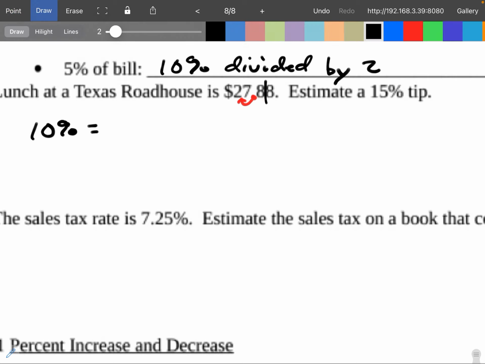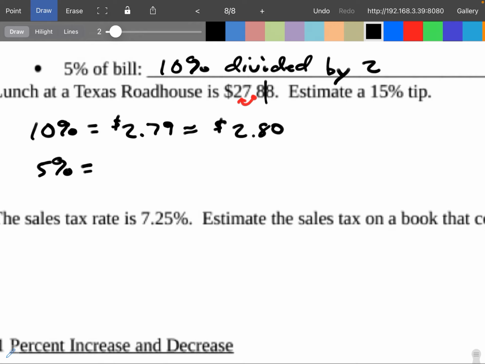So you guys tell me, what's it going to be? What's that? $2.79. Perfect, thank you. So it's $2.79. Well, just to make this easy, again, we're supposed to be doing mental math here. Let's say that's just approximately $2.80, right?